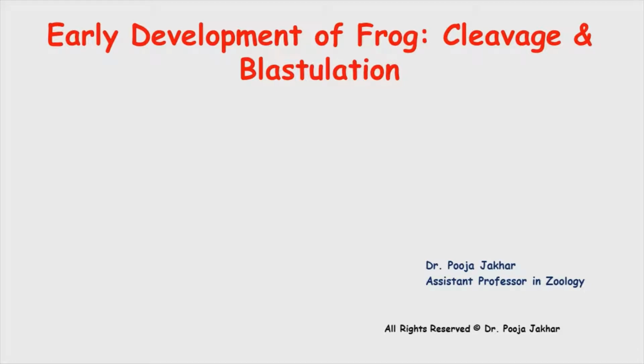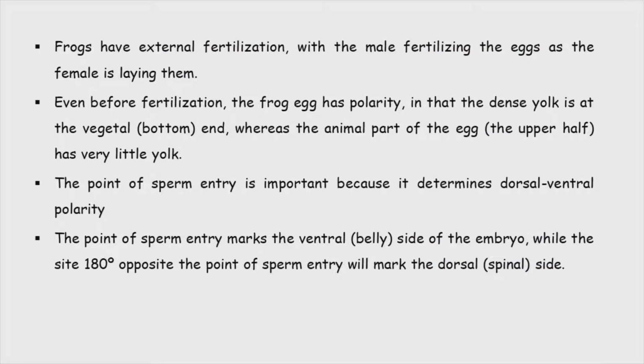Starting with the early development of frog, in today's lecture we will study the cleavage and blastulation process in the frog. In frogs, male and female gametes are released into the external environment and fertilization takes place in the shallow water. So this kind of fertilization is called external fertilization.